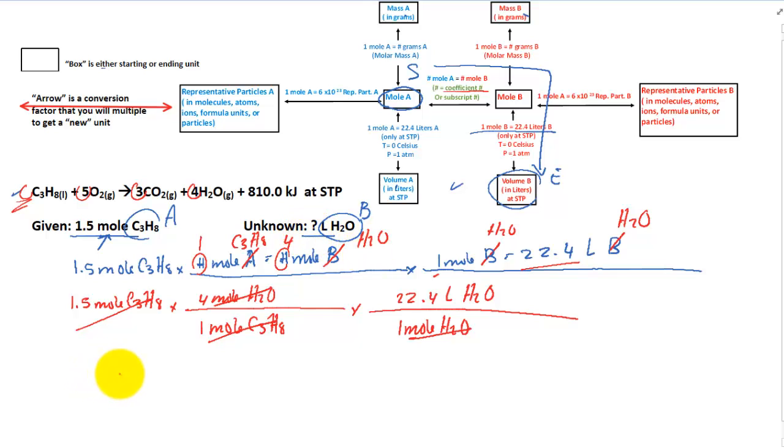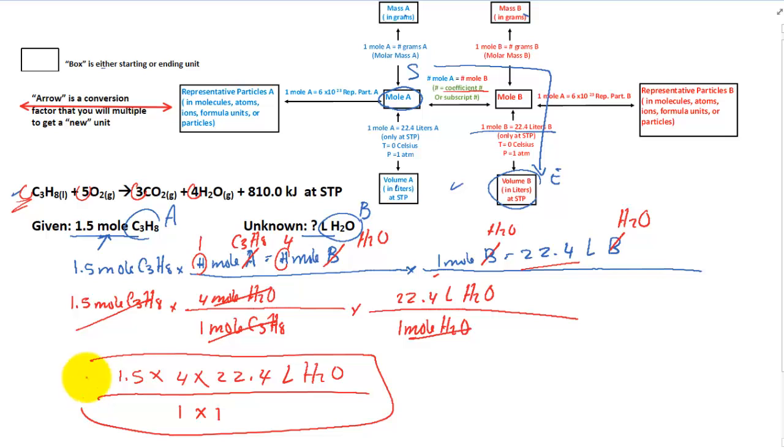Now we don't have calculators, so we're going to do this. We're going to multiply everything on top: 1.5 times 4 times 22.4 liters of H2O, and we're going to divide everything on the bottom: 1 times 1. And this is our final answer. This will give you the value in liters for H2O.